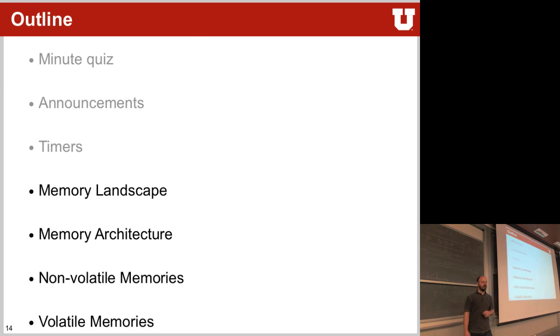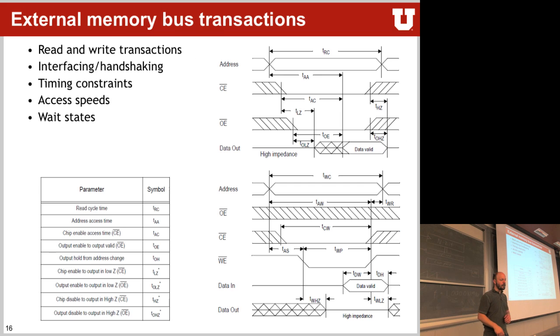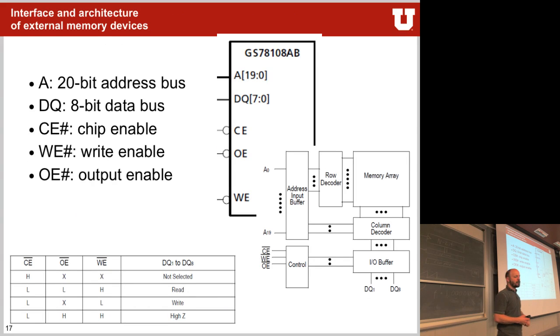Okay, memory landscape. We saw this picture before, right, where we had different interfaces. And what we talked about was this particular bus interface here on the right-hand side. We talked about bus transactions, just a little reminder of them. We have read and write transactions. These devices will tell us how to use a particular memory chip. We talked about interfacing itself. We had address bits, we had data bits, chip-enabled bits, etc., etc.